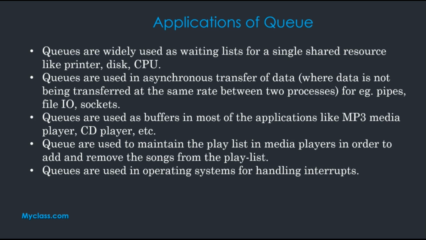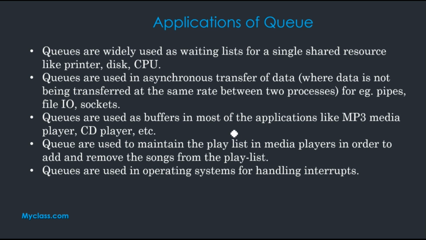Queues are also used in asynchronous transfer of data. Asynchronous transfer means data is not being transferred at the same rate between two processes, not at the same time or not with the same rate. So for that, we can transfer the data according to the time they came to the network. The first data is always transferred first. So for that also the queue data structure is used.